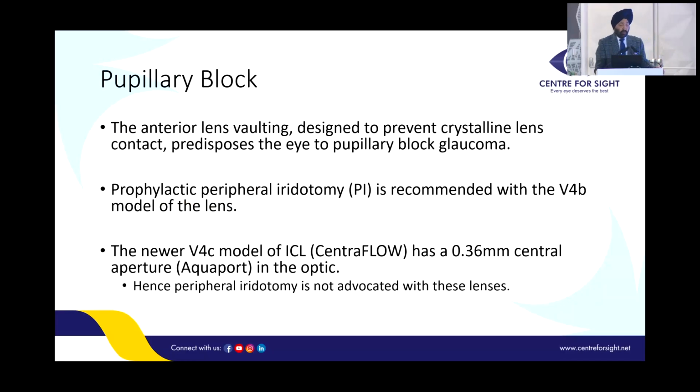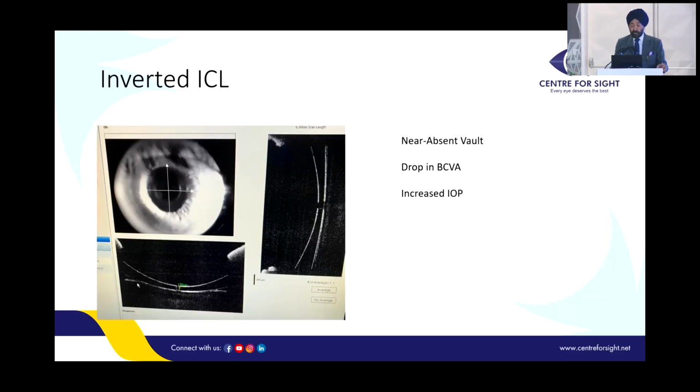Pupillary block glaucoma does not happen nowadays to that extent, because there is a central hole which is 300 microns. Otherwise, a prophylactic peripheral iridotomy, whether by a laser or a surgical iridotomy, is required.